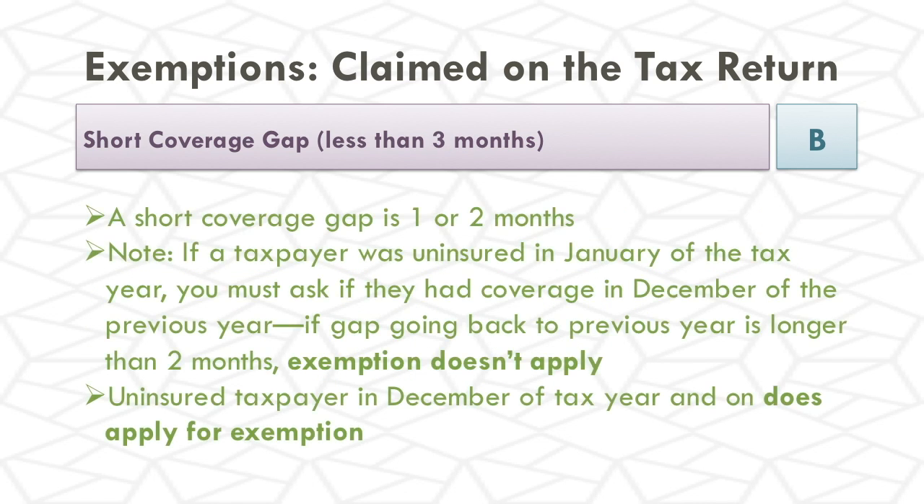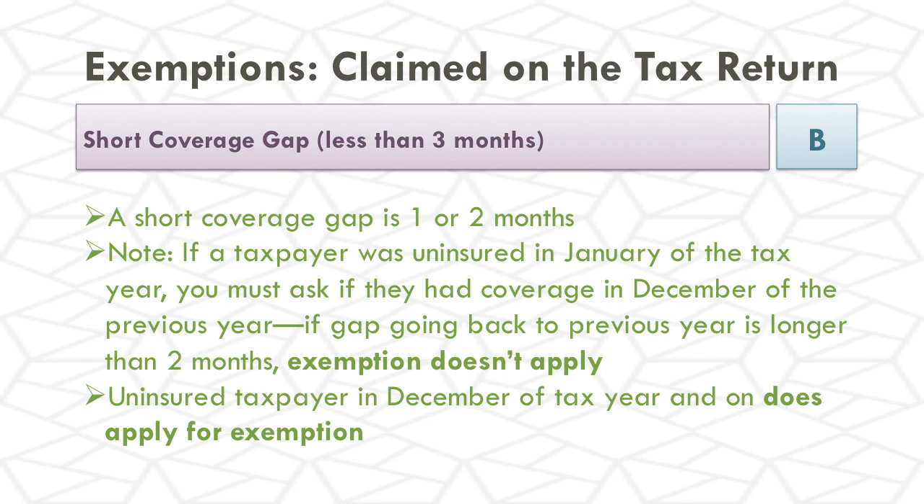Next, we have short coverage gap. Now, a short coverage gap is going to be 1 or 2 months. Now, note that if a taxpayer was uninsured in January of the tax year, you have to ask them if they had coverage in December of the previous year. If the gap going back to a previous year is longer than 2 months, then this exemption does not apply. So if a taxpayer did not have coverage for November and December of the year before the tax year, and they also didn't have it in January, they cannot use a short coverage gap for that month of January, even if they did get coverage in February, because their gap was longer than 2 months.